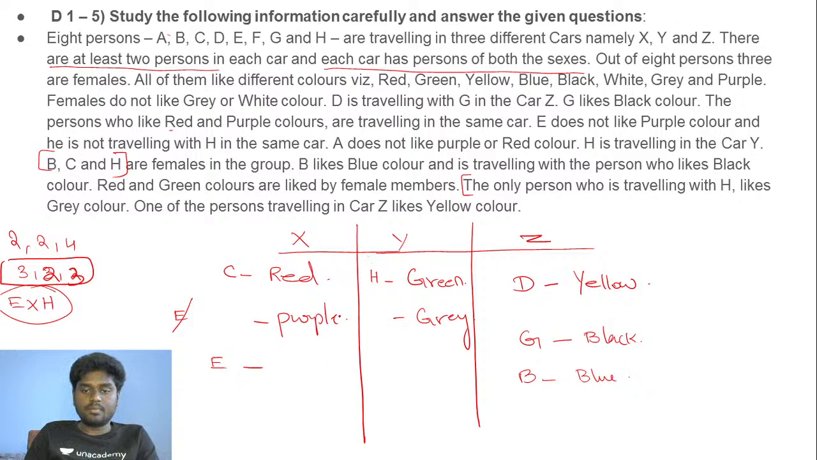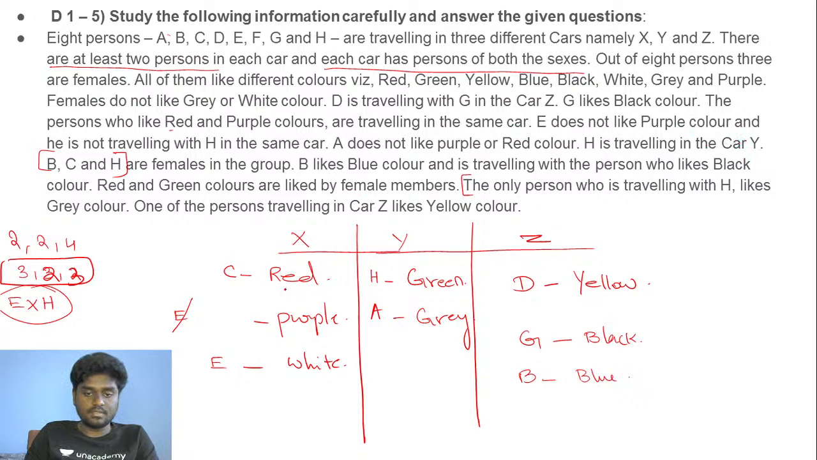So what was the last color left out here? You have red, purple, green, gray, yellow, black, blue. The last left out color is white. So E likes white. And E does not like purple and he's not traveling with H in the same car. Okay. A does not like purple. So definitely A should be here then, or red color. Sure. And H is traveling in the car with white.